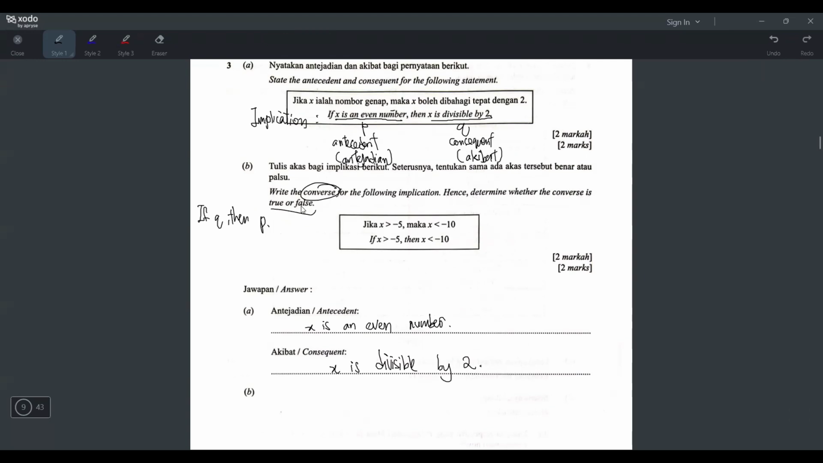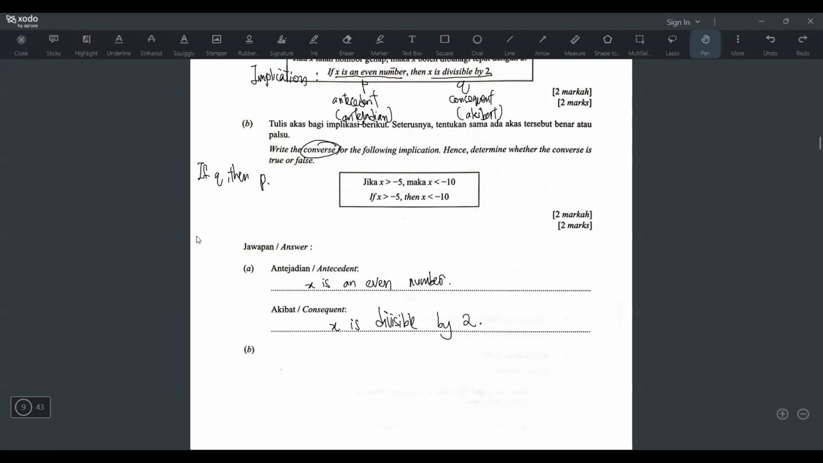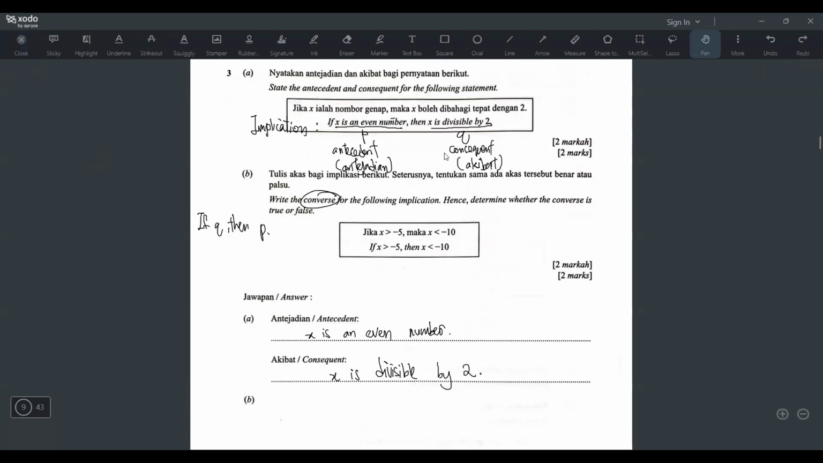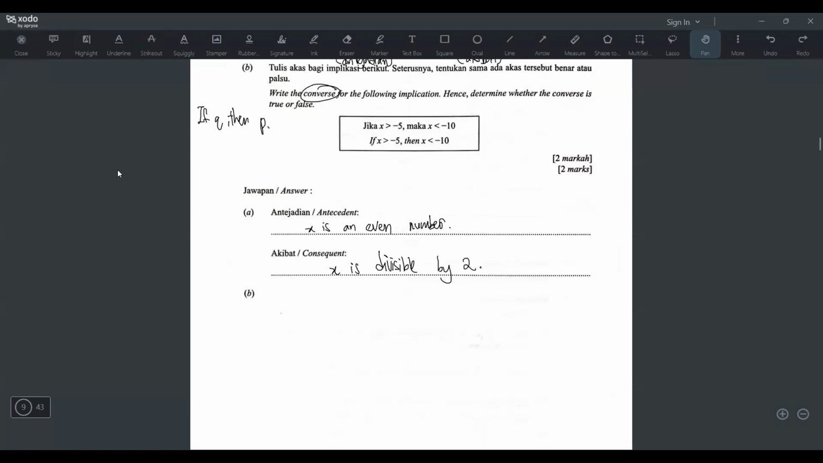See? This is what I was talking about earlier. I said sometimes they might ask you to determine whether it's true or false, right? Then you have to think about what you just wrote. But in soalan A, they never say that, so I don't need to think about the content. I don't have to think about what the implication is talking about. But this one, we need to determine whether it's true or false. Okay, but let's write the converse first.